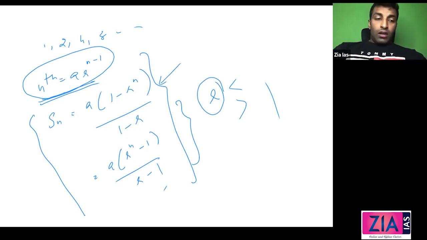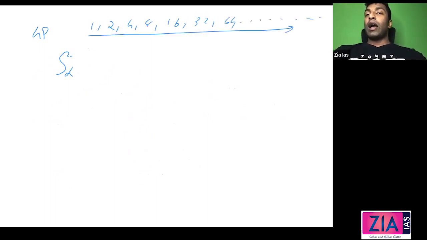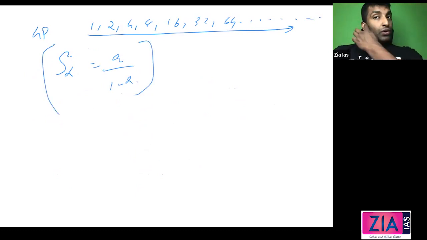If it is the sum to infinity in case of a GP, I'm not saying any number of terms, so it's like this: 1, 2, 4, 8, 16, 32, 64. Multiples of 2 just keep on going. Now I'm asking you the sum of an infinite number of terms here. So here it is a divided by 1 minus r. This is how you will find the sum of an infinite number of terms.